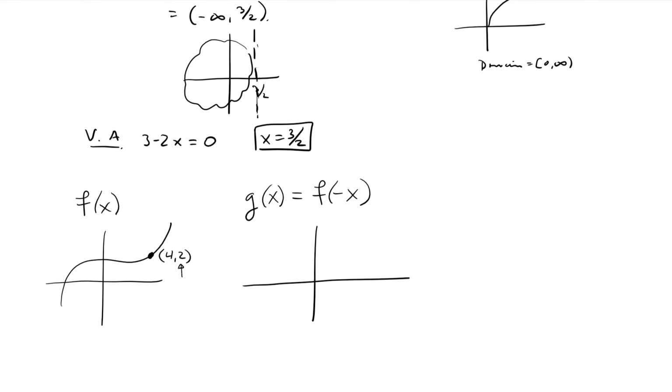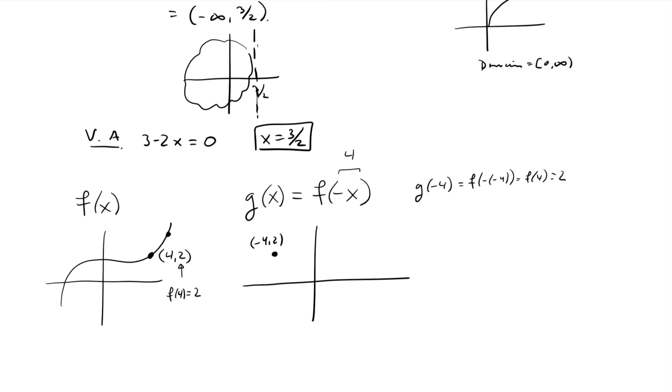We've got that f of 4 is 2. So I'm going to get 2 out of g if the input turns out to be 4. But for this to happen, x needs to be equal to minus 4. So we get that g of minus 4 is f of minus 4, which is f of 4, which is 2. So we see that g of minus 4 is 2. This point will be found on the graph of g over here at minus 4, 2.